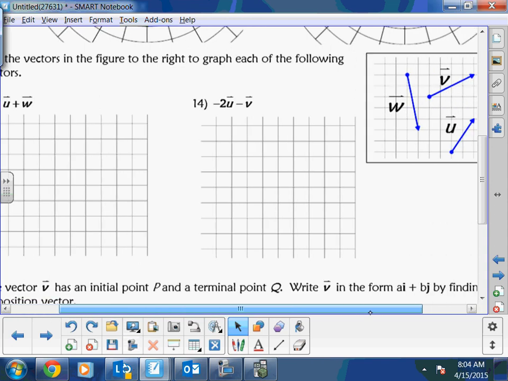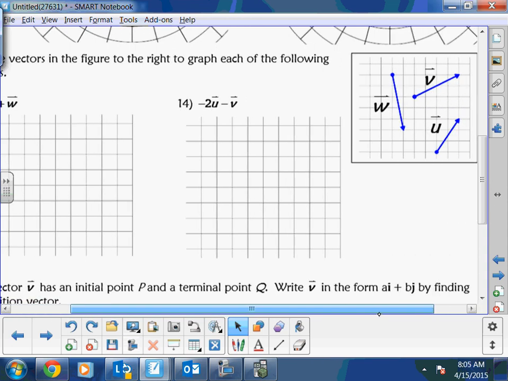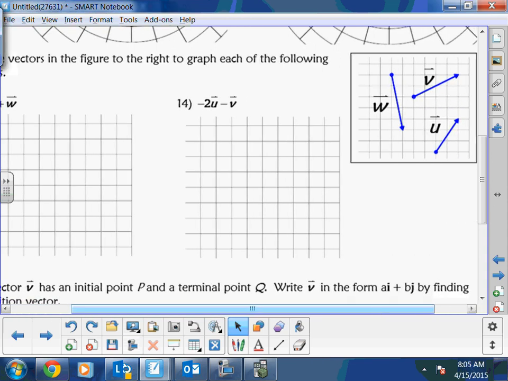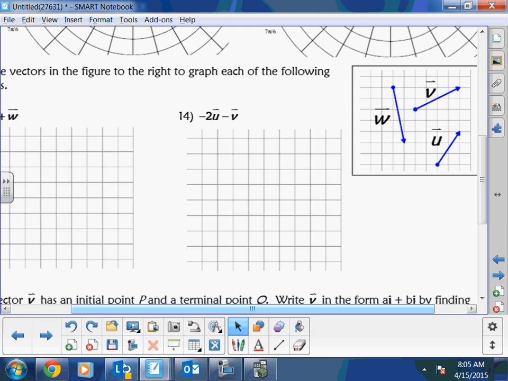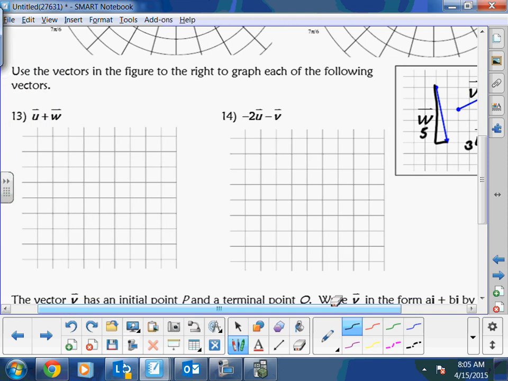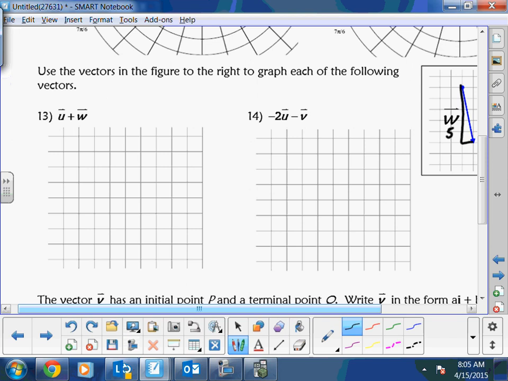Now, remember with vectors, all you're going to do is draw u. Like this one is 3 up over 2. And then w is down 5 over 1. Up 3 over 2, down 5 over 1. In this case, you start with u, up 3 over 2. So here is my drawing of u. And after that, you can draw w.